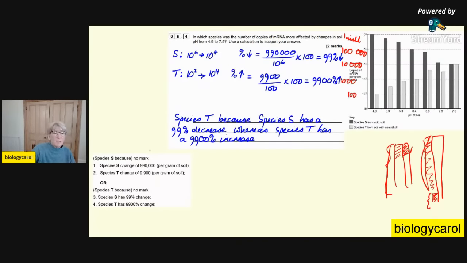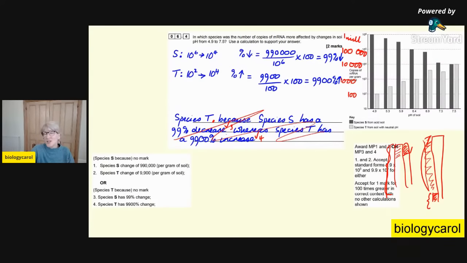Now, so here's the mark scheme. Here we go. And I got the 2 marks. If I had just put species T full stop and I hadn't included that, I would hope that examiners would recognize that a downward arrow means a decrease, because I've talked about percentage decrease and this is percentage increase. I think almost certainly, even though I had used abbreviations for increase and decrease, I strongly suspect that I would have got the 2 marks. But notice this got you no marks at all.